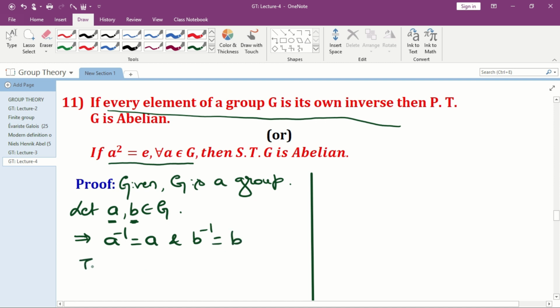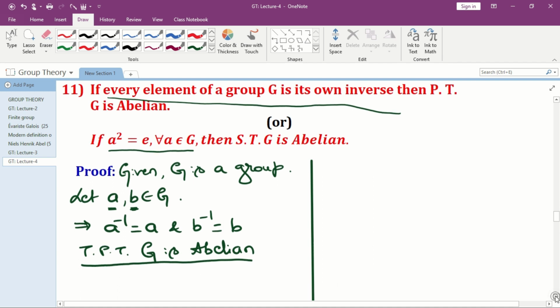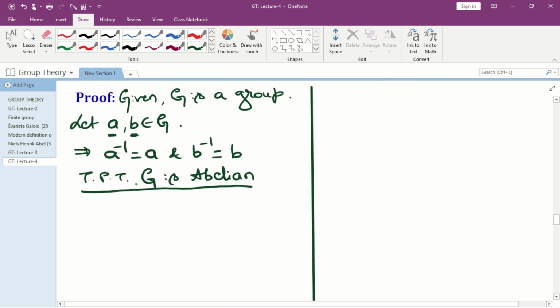Okay, now what is our aim? To prove that G is abelian. So what is an abelian group? A group which satisfies the commutative law. What is the commutative law? A star B is equal to B star A, or without star, AB is equal to BA. That means our aim is to prove AB is equal to BA for all A, B belongs to G. Now since A and B are any two elements of G, what do you know about G? G is a group. According to the closure law, AB also belongs to G.